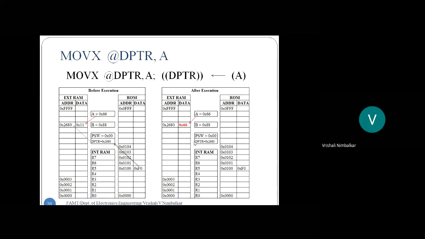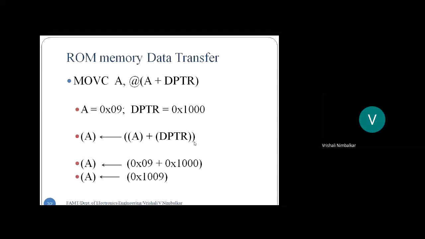Okay, students. So that was external RAM data transfer, MOVX. Now we will see ROM data transfer. ROM memory means program memory, read-only memory. So the operation is only reading from the memory, not writing into it. Correct? So always the operation will be from ROM memory inside the microcontroller. And again, there are only two varieties of instructions.